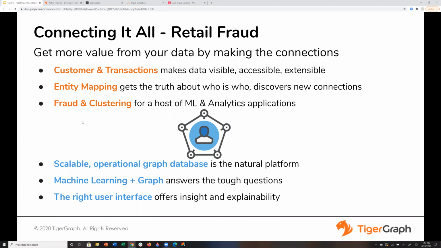So you can get started right now. You could go on TigerGraph Cloud to try TigerGraph, or you can go on our websites to see some demos or contact any of us.